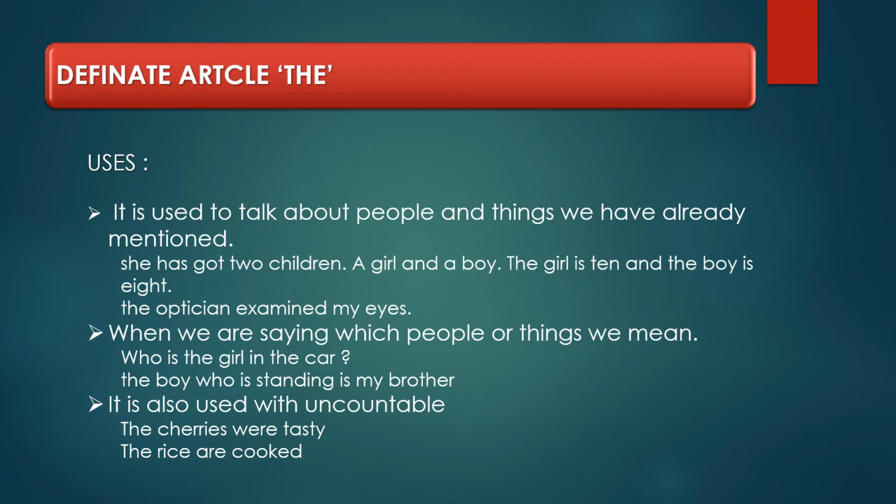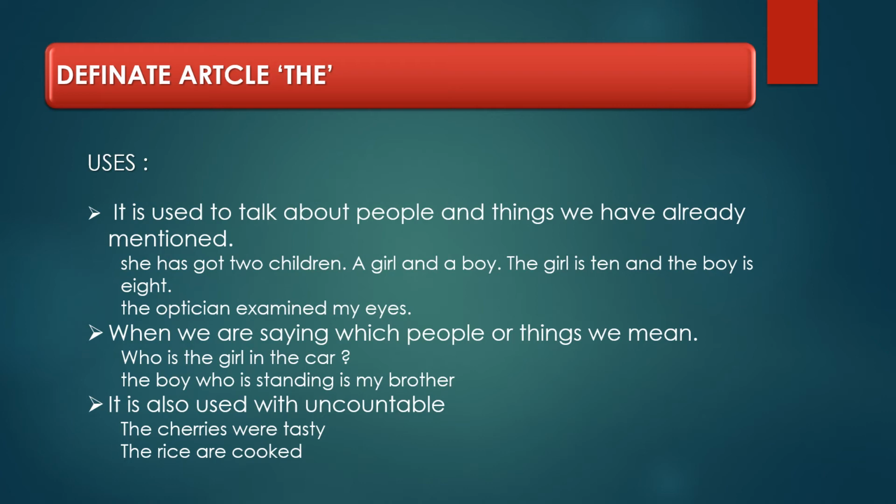"The" means fixed. Next, when we are saying which people or things we mean, we will use "the". Who is the girl in the car? Now, this girl, "the" is showing you that this particular girl. So, "the" shows you particular things or particular people. The boy who is standing is my brother. This particular boy who is standing is my brother. So, we will use "the" because it shows the fixed or particular person.